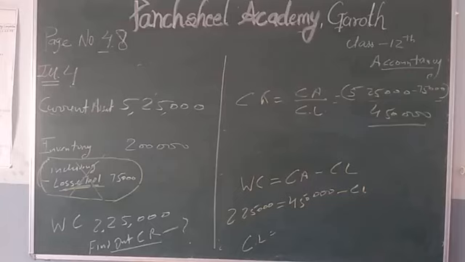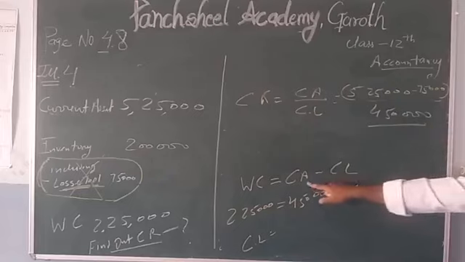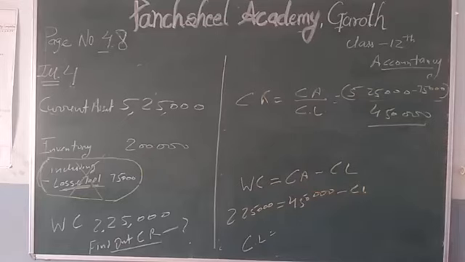Wait for a minute. My current asset is how much? 5,25,000 minus 75,000. So it comes 4,50,000 is my current asset. Working capital is 2,25,000. Okay, wait a minute.